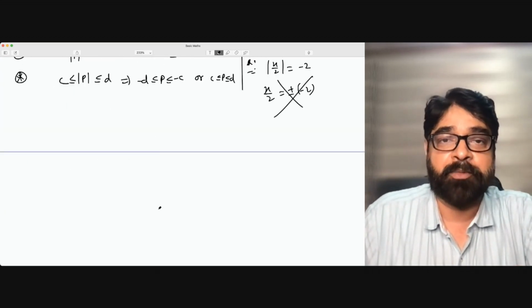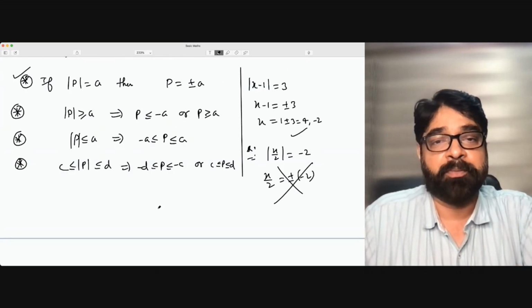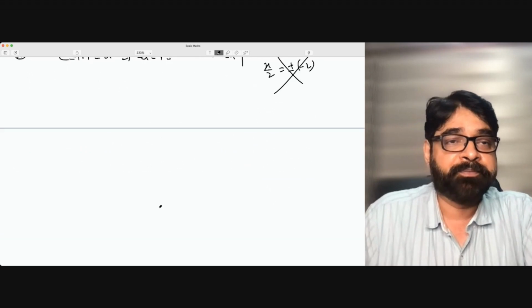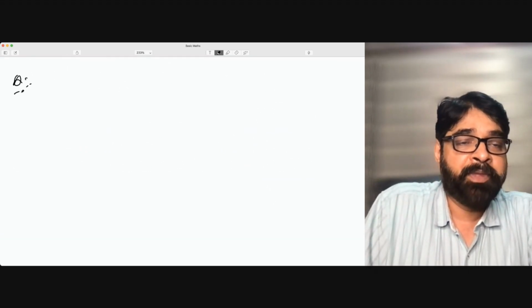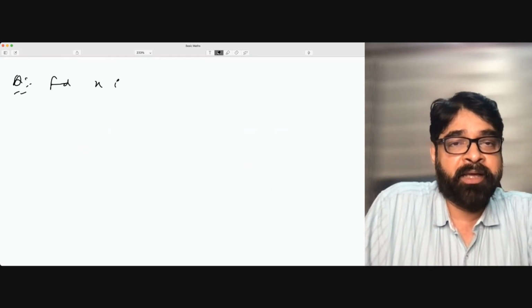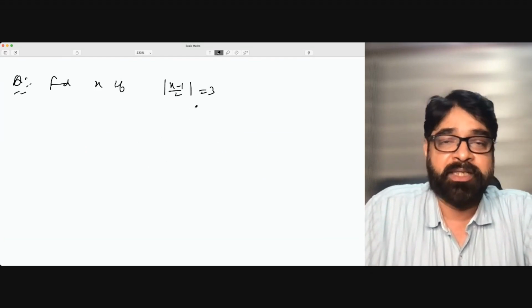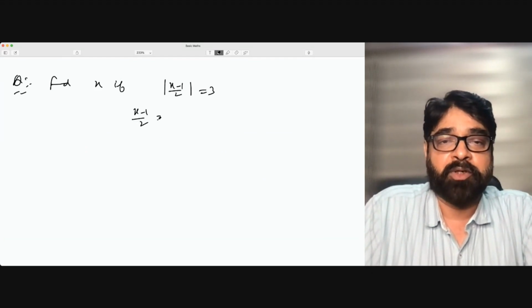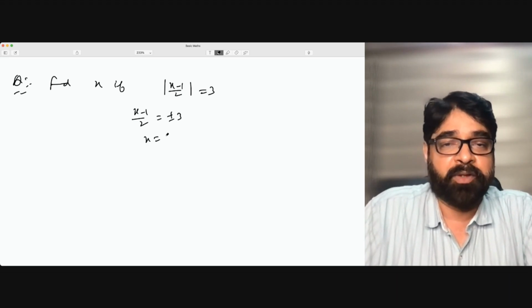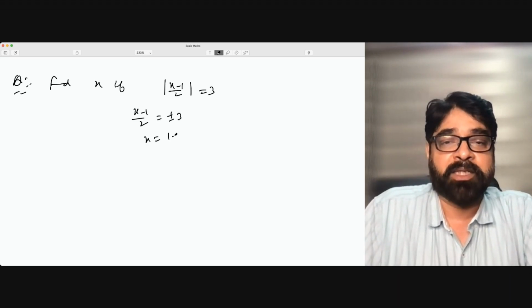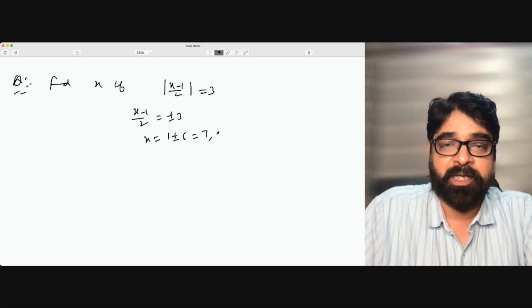Very quickly, a few questions I'm going to show. You have to take a screenshot, so please take it quickly. Suppose the question is: find x if mod of (x minus 1) by 2 equals 3. Very simple. (x minus 1) by 2 equals plus minus 3. x equals 1 plus minus 6, whatever is going to come, 7 or minus 5 is the answer.